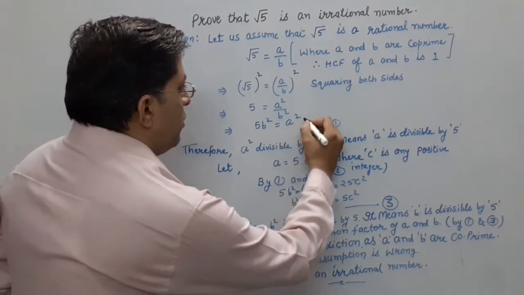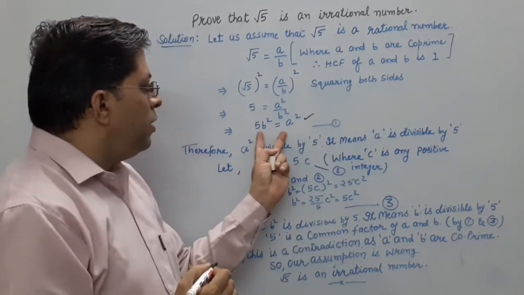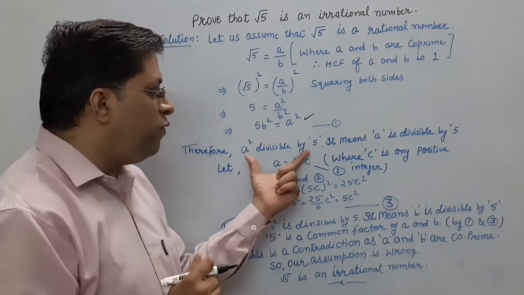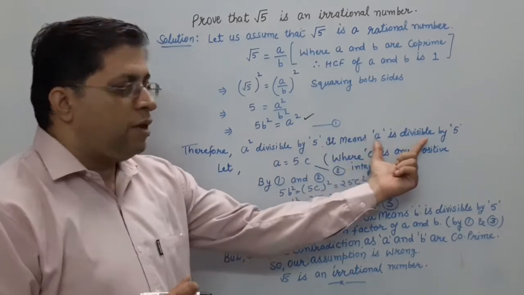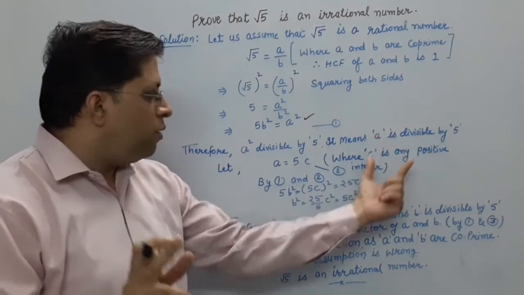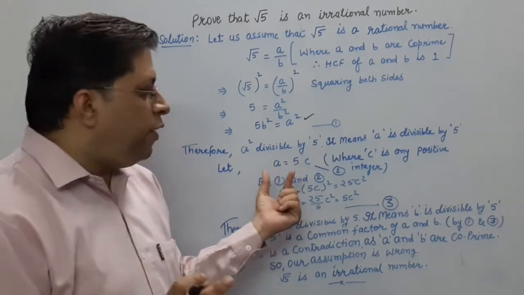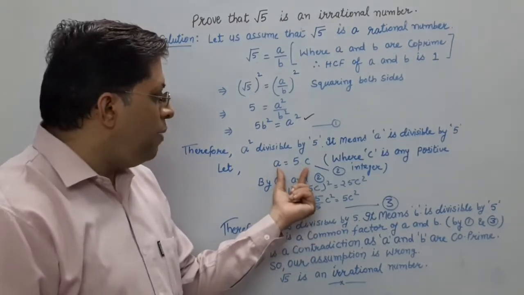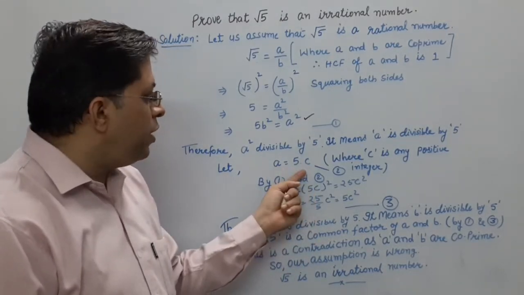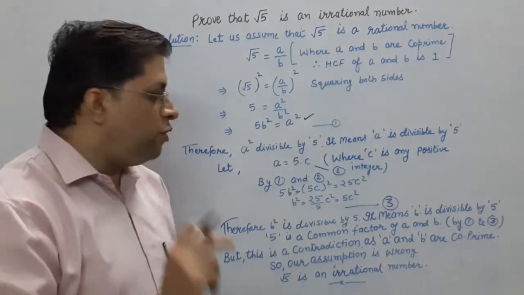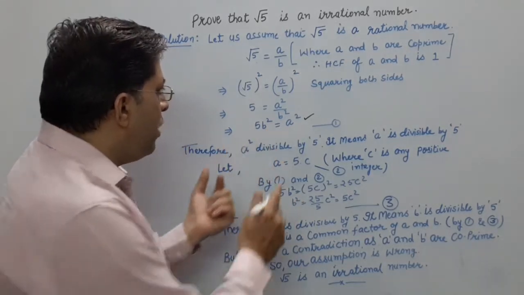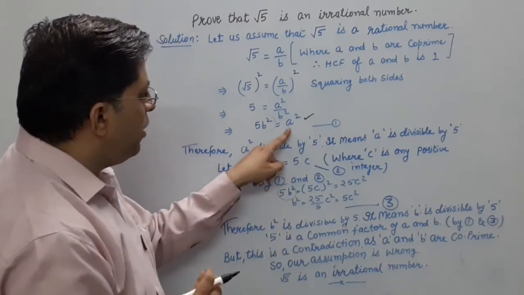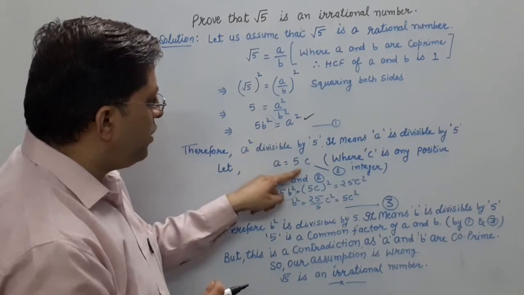What is the meaning of this? a square is divisible by 5, which means a is also divisible by 5. So let a be equal to 5c, where c is any integer, and put it in equation number 1. By equation 1 and 2, 5b square stays as it is, and in place of a I am putting 5c.